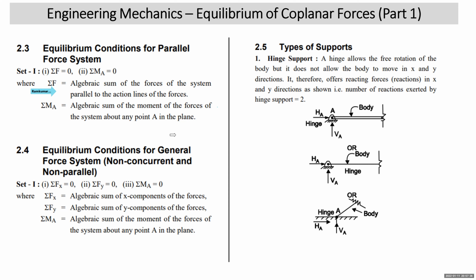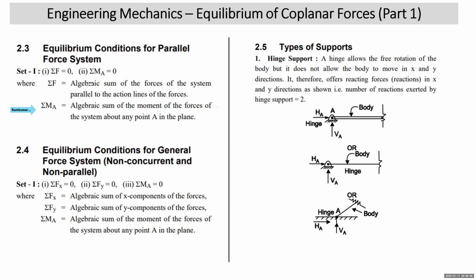Suppose all forces are acting in x direction, so we will use sigma Fx equal to 0. Suppose all forces are in y direction, we will say sigma Fy is equal to 0. Next is sigma MA equal to 0. Sigma MA means the algebraic sum of the moment of all forces about any point A is 0. Again, students, let me tell you that this set of equilibrium condition does not have any limitation. Another set of equilibrium condition is also listed in my book, which we use at a later stage. We'll discuss it at that time.